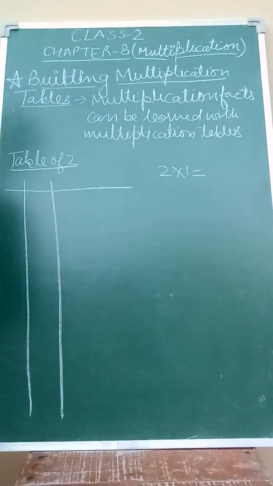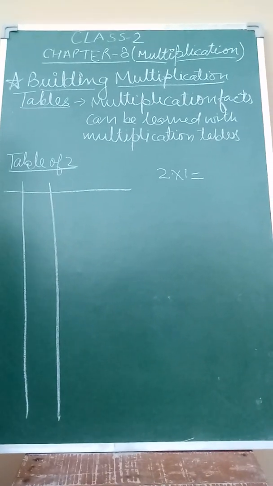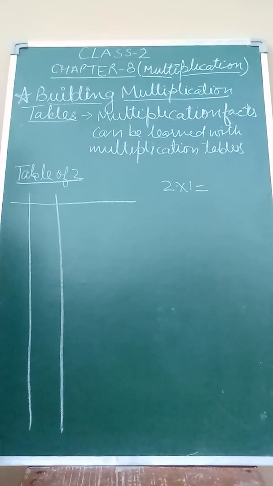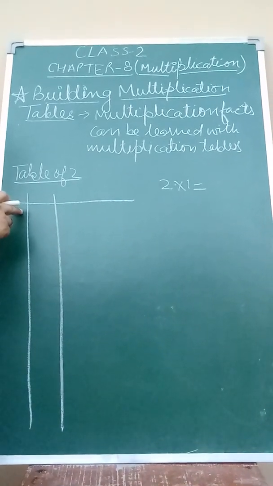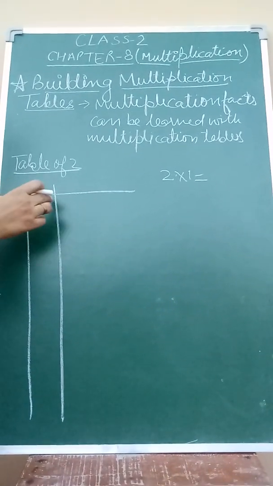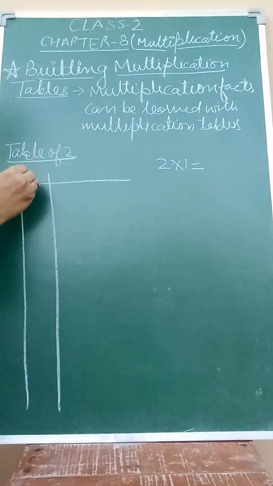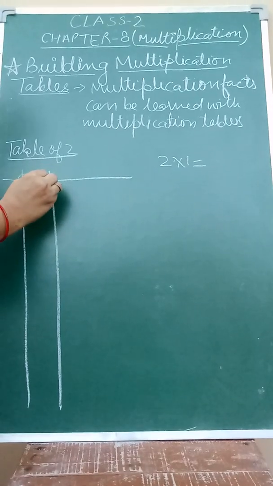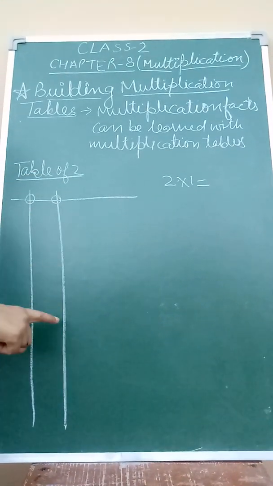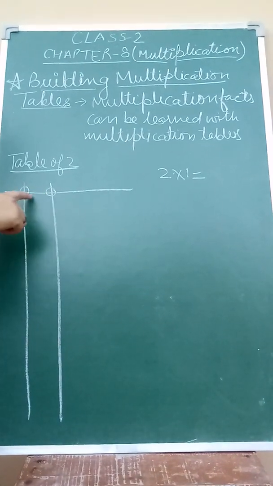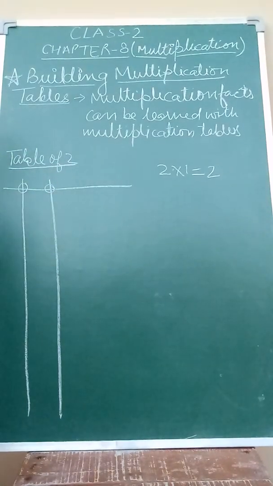Now students, after putting the other stick, you can count the number of times the bamboo sticks meet each other. 2 sticks are in the vertical form, 1 in the horizontal form. Now you have to count how many times the third bamboo meets the first 2 bamboos. So how many times? 2 times. So 2 ones are 2.